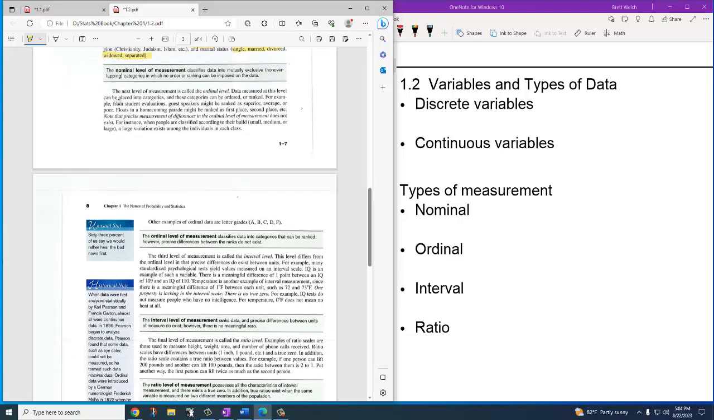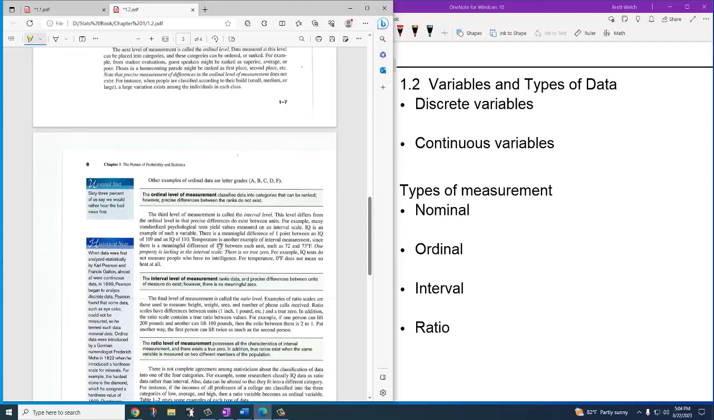All right. The next level after nominal, where we've got no real way to rank the differences between them, is what we call ordinal. The ordinal level of measurement classifies data into categories that can be ranked, but precise differences between the ranks don't really exist.